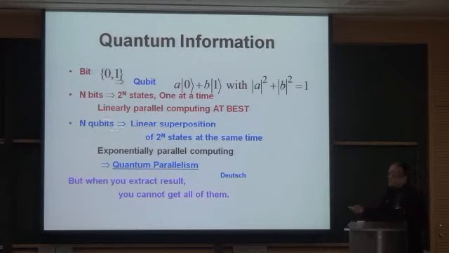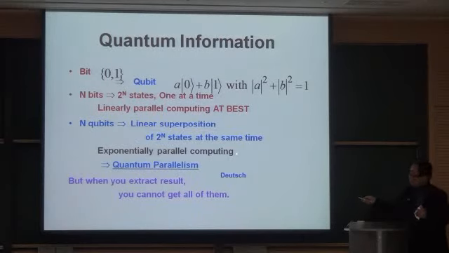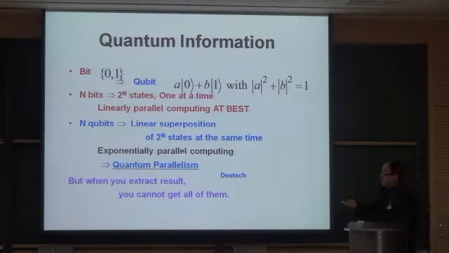But in a quantum computer, if we have n qubits, then because this can make a linear superposition of 2 to the n states at the same time, it can make an exponentially parallel computing. So here the digital idea will give you at best linear parallel computing, but here it can give you exponentially parallel computing. So David Deutsch called it quantum parallelism.